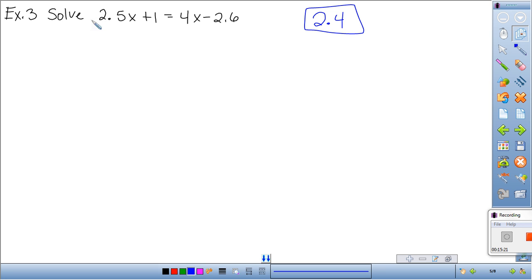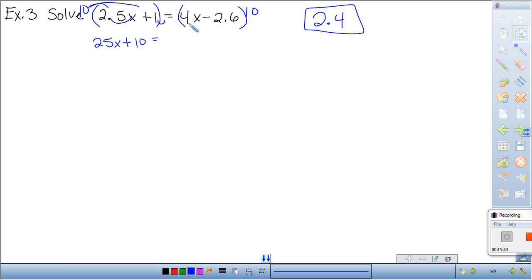Remember that you can multiply both sides to clear the decimals. Since the largest place is the tenths place, I'll just multiply both sides by 10. And then you have to distribute because everything has to be multiplied by 10. So we're moving this decimal one place, 25x. Move this decimal one place, that becomes plus 10 equals, again, this decimal one place, so 40x minus, and then move that one place, 26. And now we can solve.